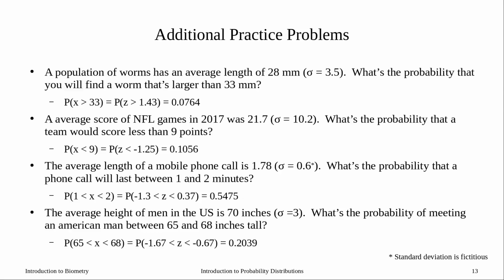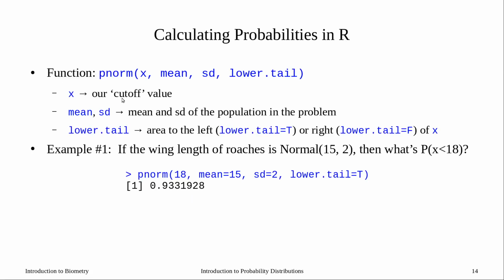So we calculated these problems, or the probabilities, by hand using statistical tables. Can we do this in R? Yes, we can do it in R, and it's really easy. The function that we'll use is pnorm. So p is our percentile, or I don't want to say probability, but it's a percentile. It's going to give us the area under the curve to the left of some value, and we're going to use the normal distribution as our distribution of interest.